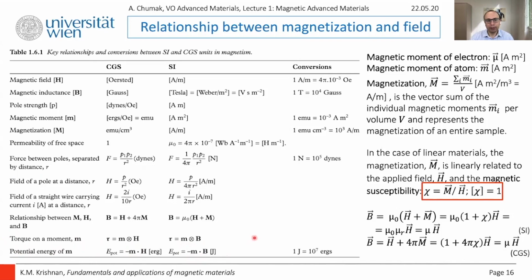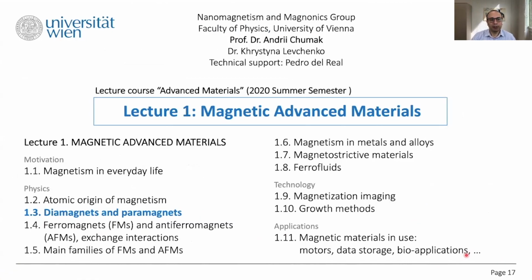Good. And here again, you have these formulas which we already discussed. So I think that's it. Now we have all the instruments which are needed in order to understand the next part about diamagnets and paramagnets.